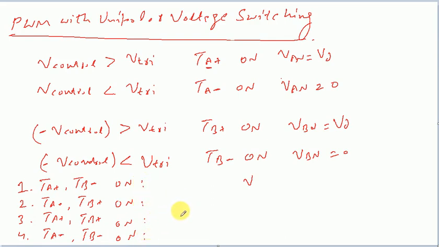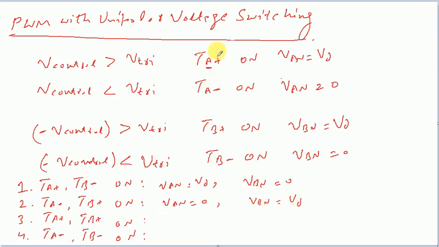Since we already know that for this particular case, when TA plus is on, as we can see over here, we will have VAN equal to VD. And when TB minus is on, we can see over here VBN is equal to 0. Similarly we can write them for each of these one by one. When TA minus is on, VAN in that particular case is equal to 0, and when TB plus is on, then VBN is equal to VD.